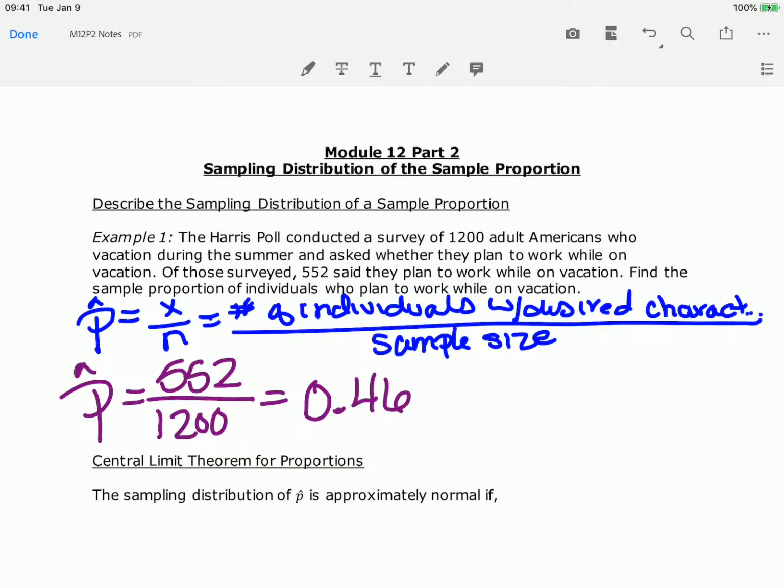Now we're going to look at what the distribution of all the possible sample proportions looks like. This is found very similarly to how we found the distribution for the sample mean. If we're sampling 1,200 people, we're going to collect information on every single sample of size 1,200, and create a distribution where we look at the proportion of people that are going to work from each sample.